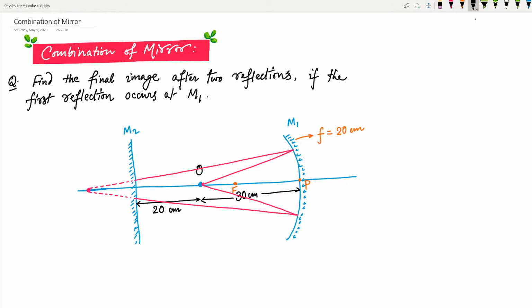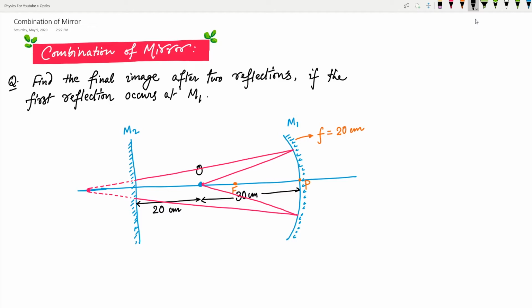Okay, this is the final concept of the video, and I will explain this concept and wrap up the video. The concept that we'll be discussing is combination of mirrors. We'll understand this concept by solving some questions, and I think it will be clear. So let's look into our first problem.